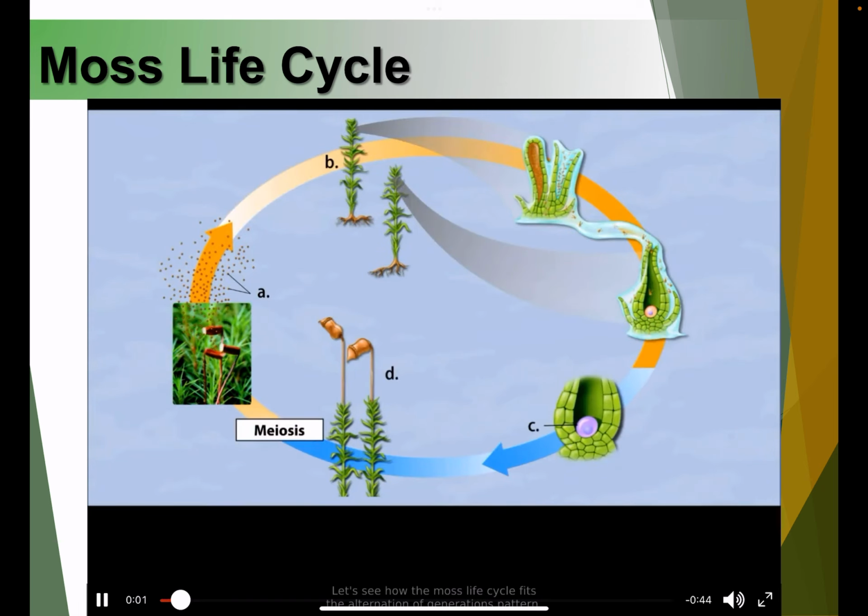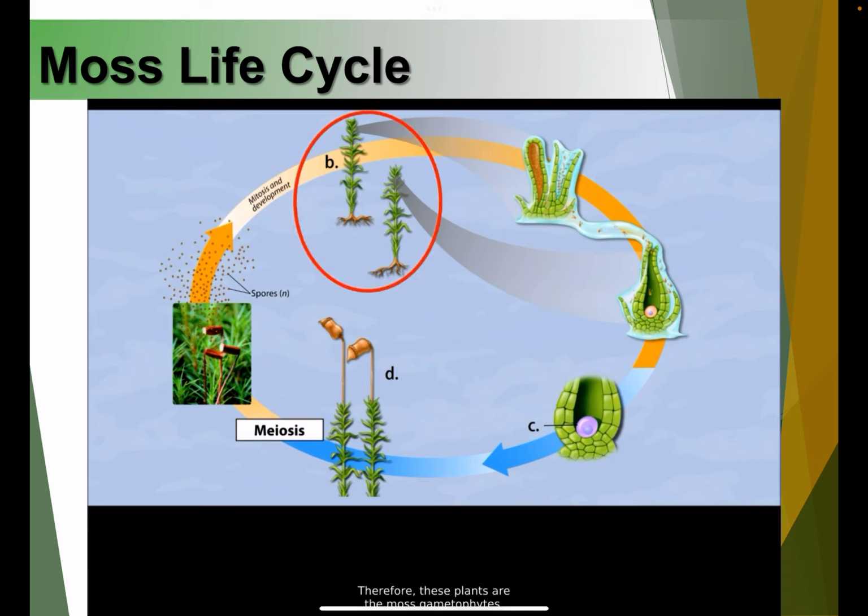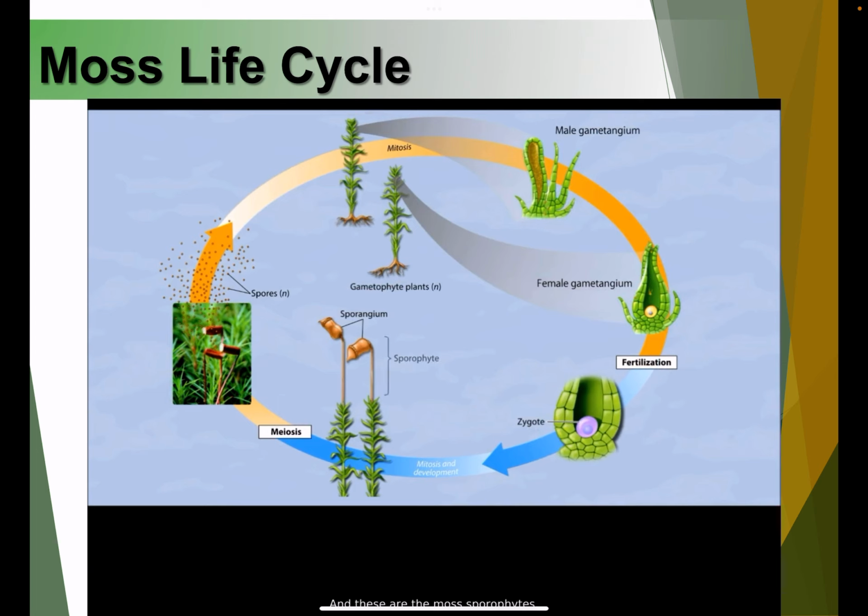Let's see how the moss life cycle fits the alternation of generations pattern. Which letter indicates a gametophyte? Which one? Meiosis always produces haploid cells. In plants, these cells are spores, which develop into gametophytes. Which one do you think it is? Therefore, these plants are the moss gametophytes. And these are the moss sporophytes.